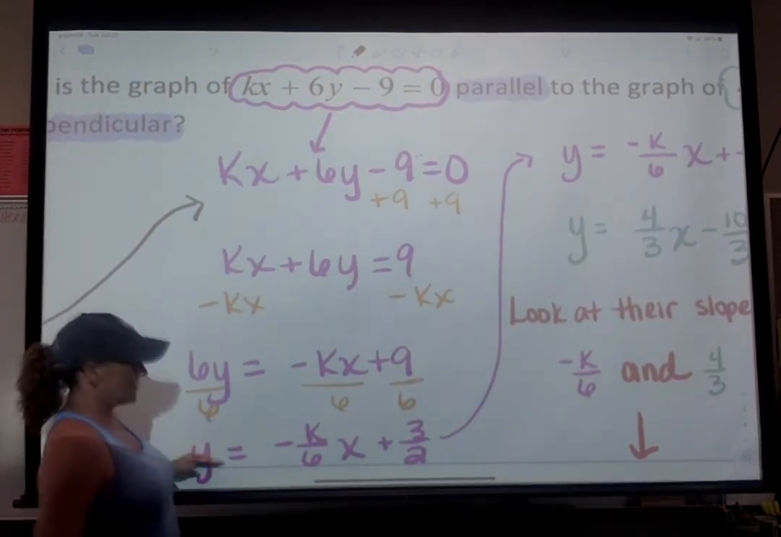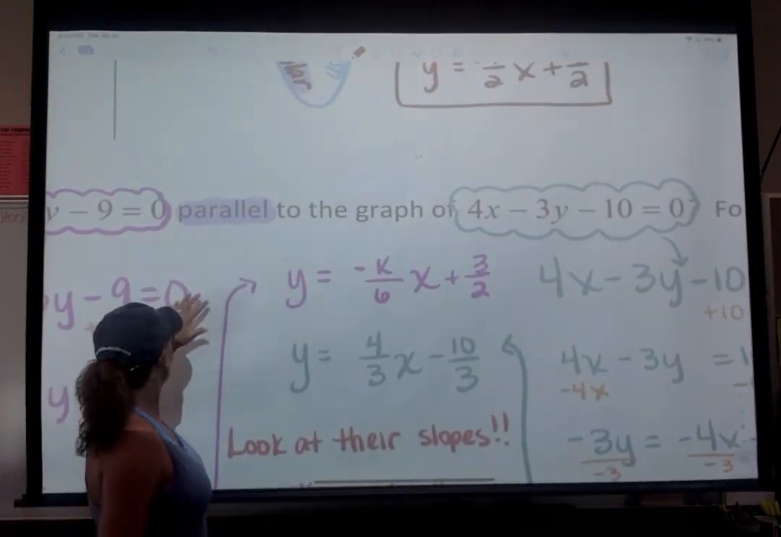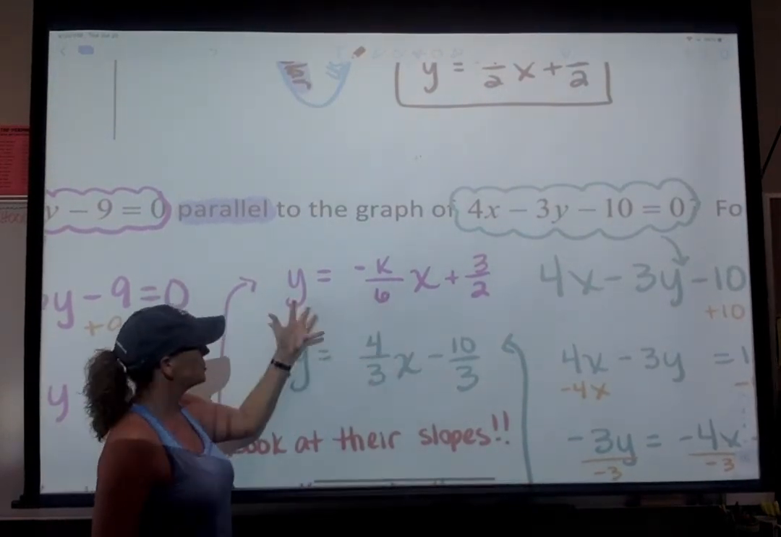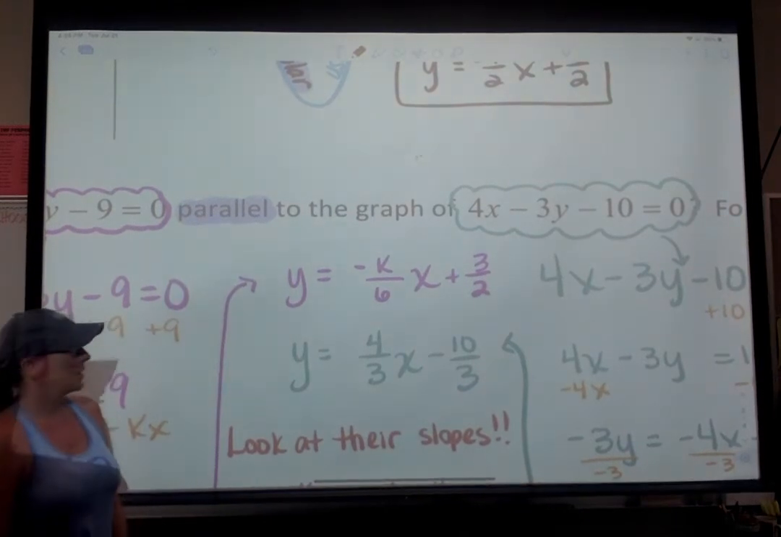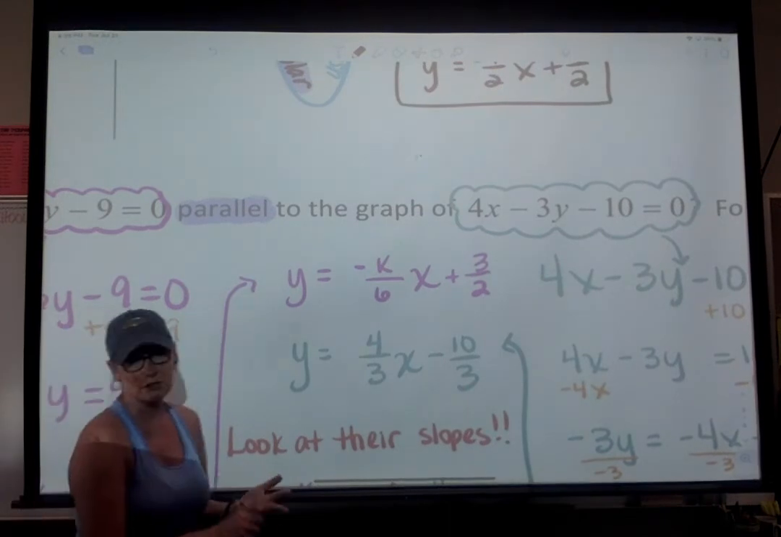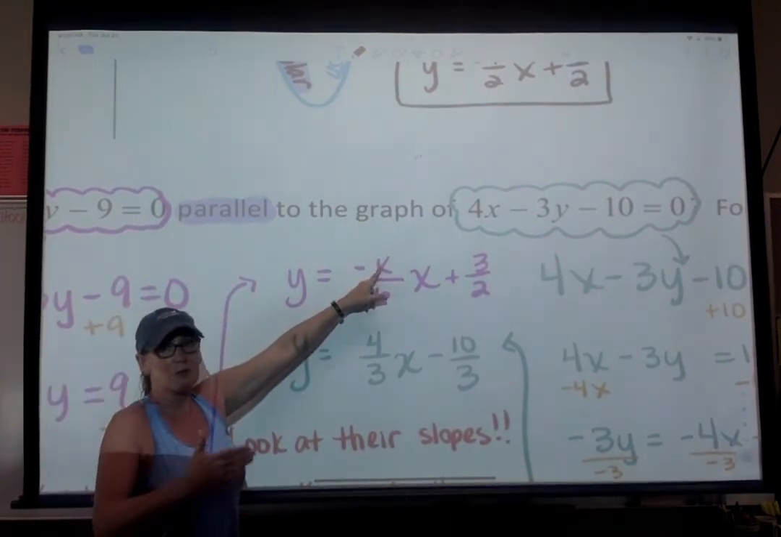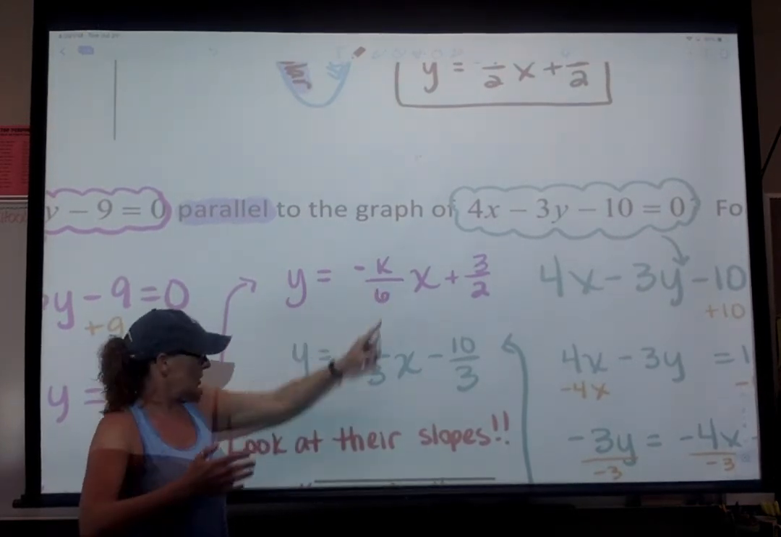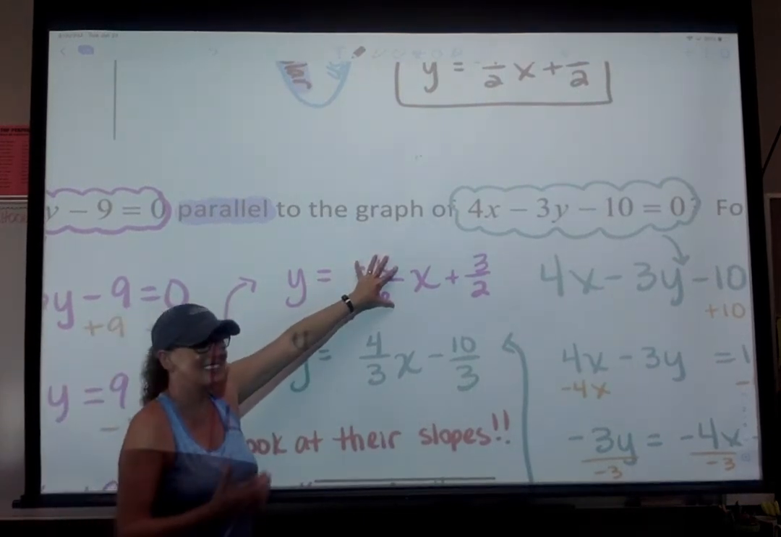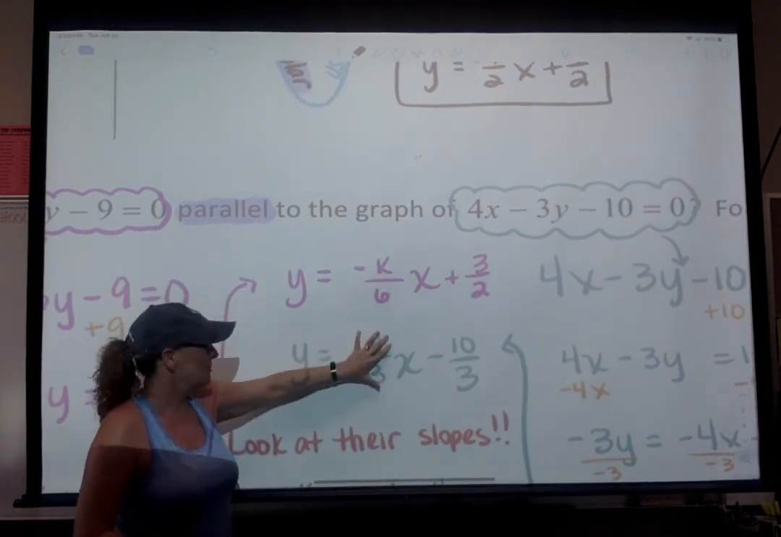So, I'm going to take this pink equation and copy it up here. So, I've got my pink transformed equation and my green transformed equation. Check them out. They look nothing alike. They don't have the same y-intercept. It doesn't look like they have the same slope, but this one's slope has a k in it. Remember, that's what we're trying to solve for. So, again, look at their slopes. The slope of this one is negative k over 6. The slope of this one is 4/3.